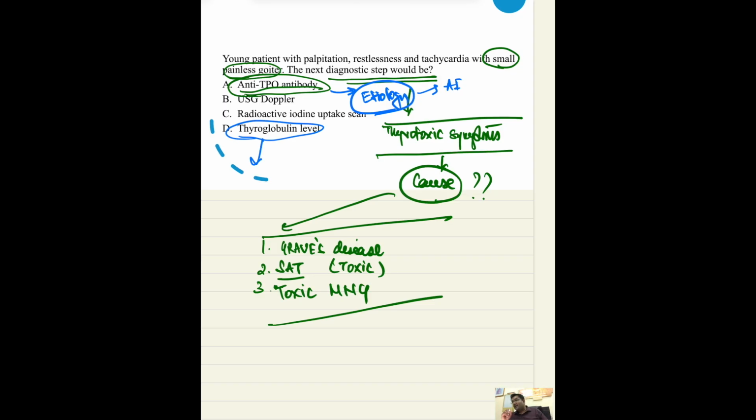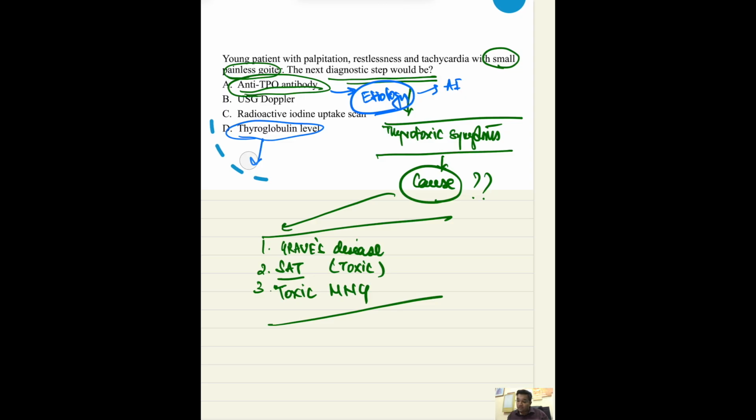They are measured when we suspect that there is thyrotoxicosis factitia, that a patient is actually taking thyroid hormone from outside and that is causing the toxic symptoms. Or we suspect that there is some cancer and we need to test whether there is some residual thyroid tissue left post surgery or post ablation, whatever be the case.